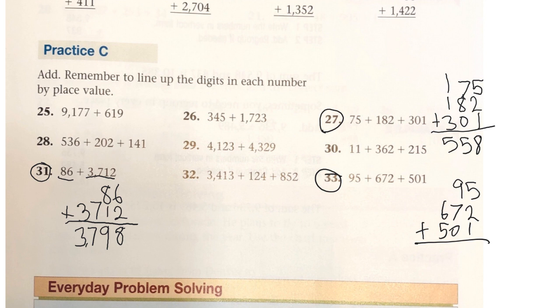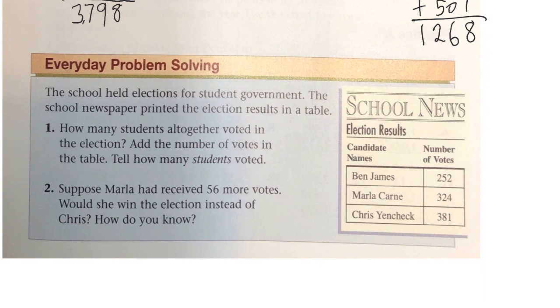5 plus 2 plus 1 is 8. 9 plus 7 is 16. Carry the 1. And then 1 plus 6 is 7. And 7 plus 5 is 12. So the 2 goes there. I would regroup to the next column, but there are no other numbers there, so I can just put it in the answer, because 1 plus nothing else is still going to be 1. That's how we do practice C for adding.